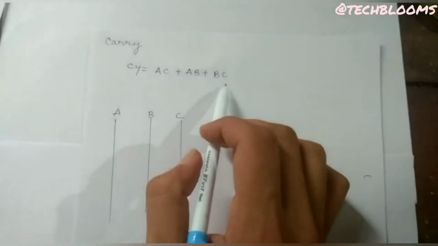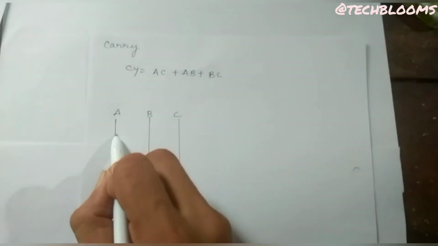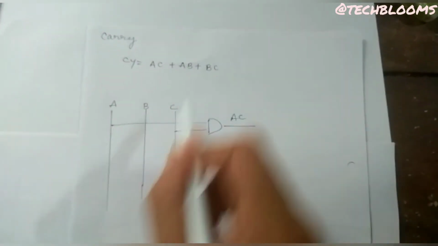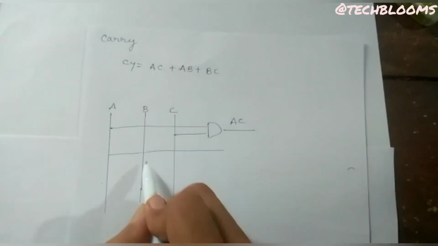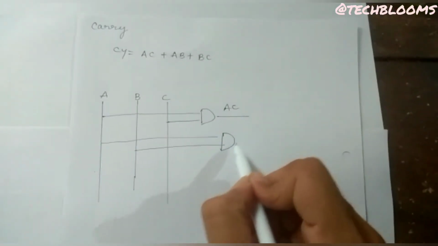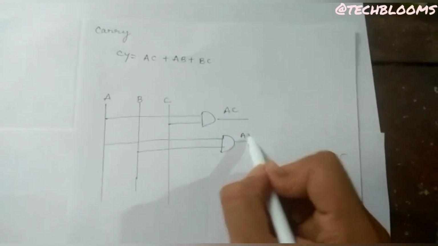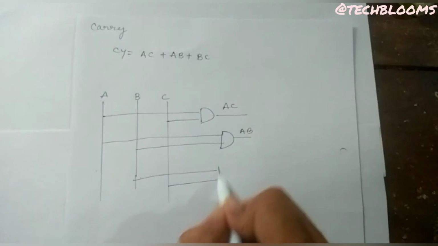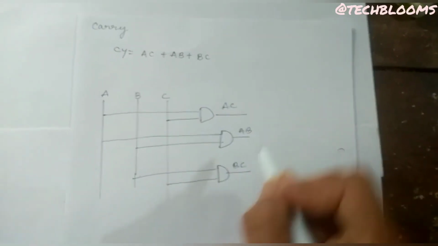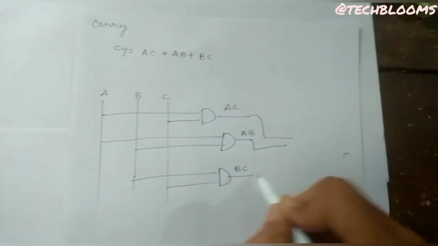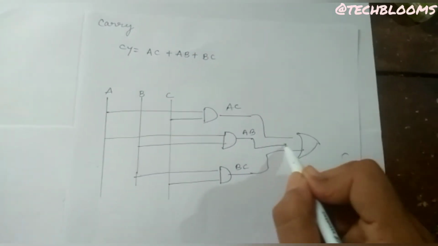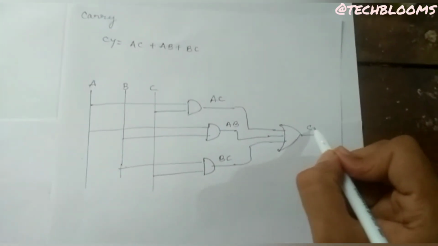For carry, we have this expression. A and C will be ANDed, we get AC. A and B ANDed, we get AB. B and C ANDed, we get BC. Combining all these outputs and giving them to the input of an OR gate, you will get carry.